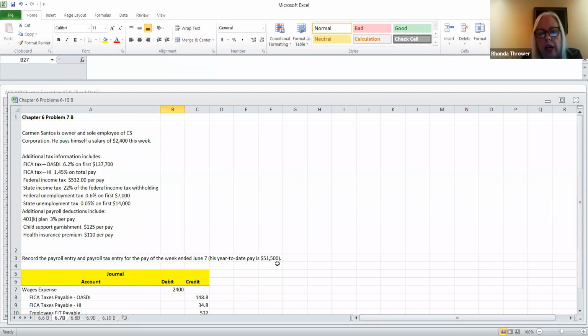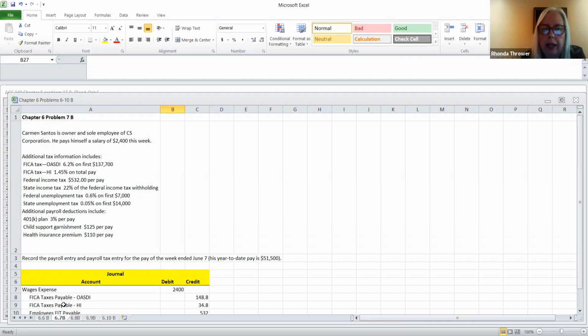Notice that his year-to-date pay is $51,500. So if you add $2,400 to that for this week, he's not going to be anywhere near the FICA base. So all of his pay of $2,400 is going to be subject to the FICA OASDI tax rate. So the wages expense that we're going to be paying this employee is $2,400. That's given. We debit wages expense because it's an expense account and our expenses are increasing for this company.